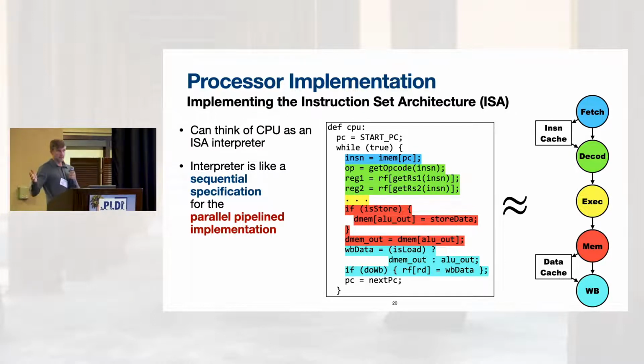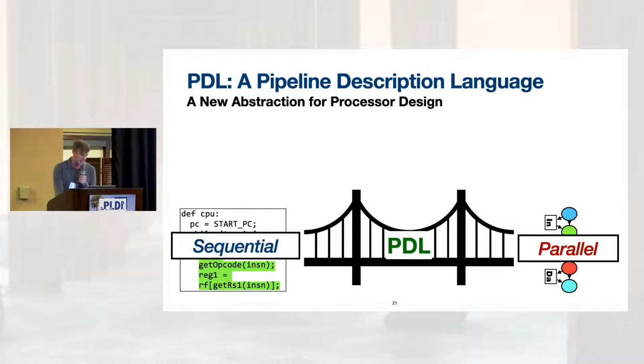So it'd be great if we could write code, or architects could write code, that looks like this, or close to this, rather than having to write RTL, because it would be a lot easier to reason about what it means to execute an instruction. So to solve this problem, we designed a new language.